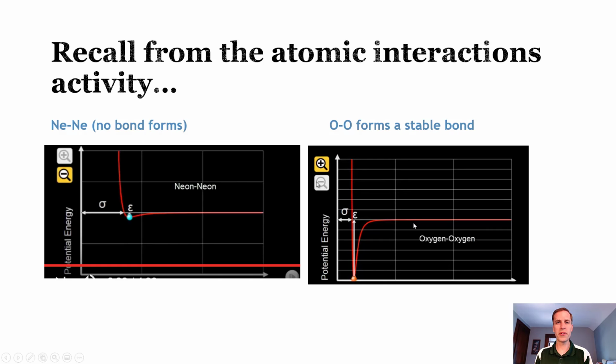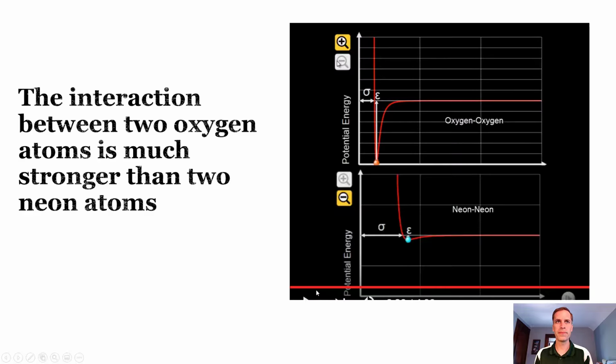And what we see is that those potential energy well diagrams are a little bit different. In this first case, between two neon, we had a relatively shallow well, and that didn't actually form any sort of new species. However, when we had the two oxygen atoms interacting, those actually formed a very stable new species, and that is actually a chemical bond. And so we really want to try to understand that in just a little bit more depth.